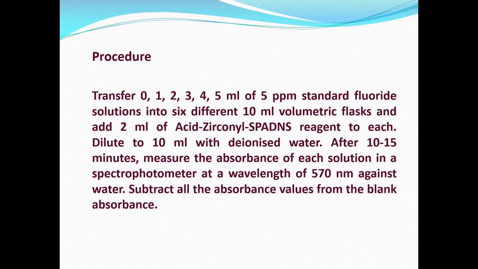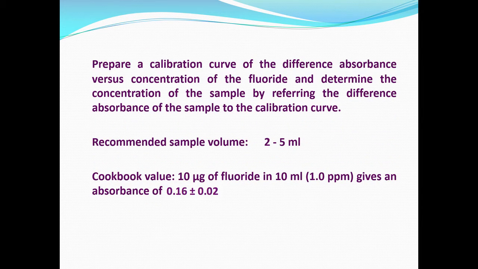Once you have all these things ready, transfer 0 to 5 ml of 5 ppm fluoride into different volumetric flasks, add 2 ml of the reagent, and then dilute to 10 ml. After about 10 to 15 minutes, you see, here again I am saying 10 to 15 minutes for the reaction to complete. If you do not do it, you may not end up with a stable result. Then you measure the absorbance at 570 nanometer against water. You can subtract the absorbance values from the blank, because you are going to end up with a negative absorbance.